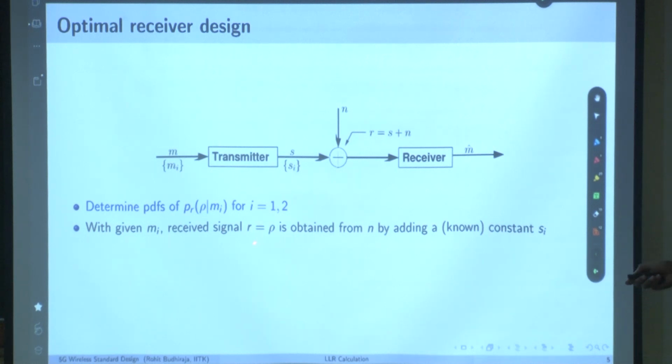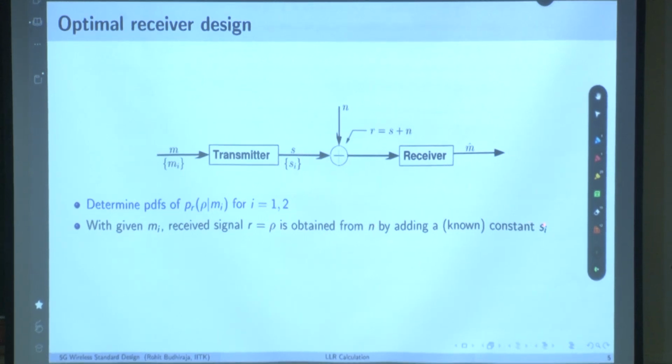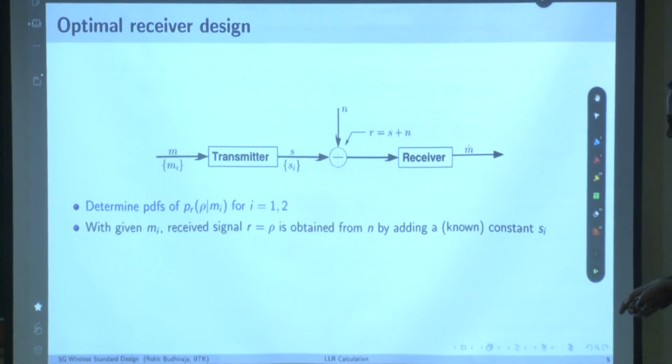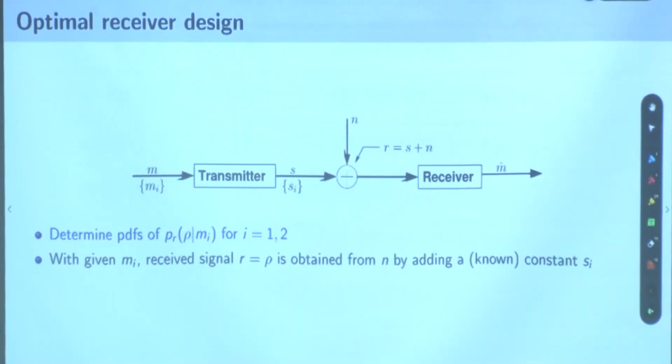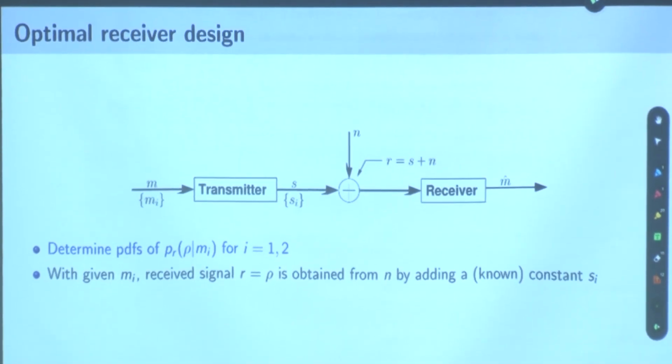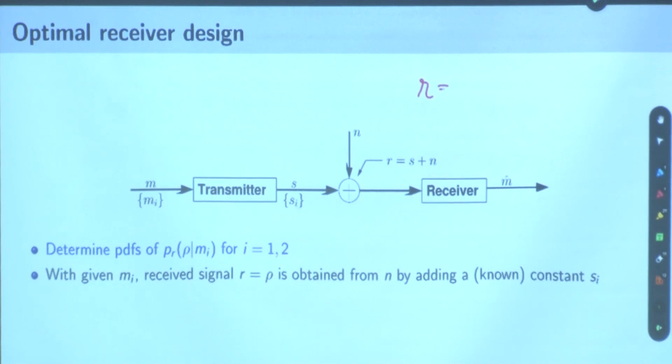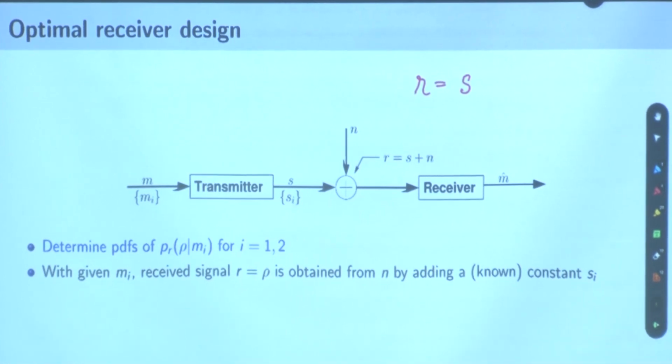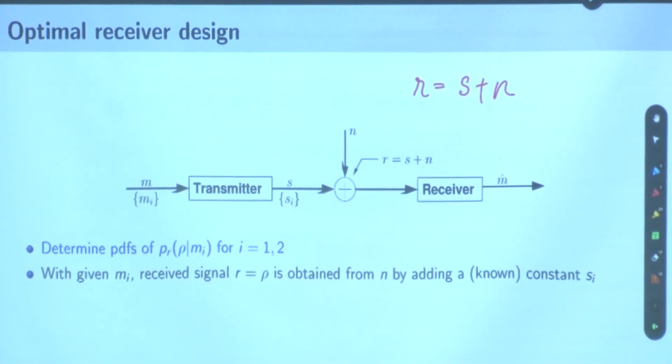So with a given Mi, if you look at this, how will you calculate this? R equal to rho is obtained from N by adding a known constant S of i. Let me explain it to you. What is being said in this bullet is as follows. Given Mi, what is our signal model? R is equal to S plus N, right?